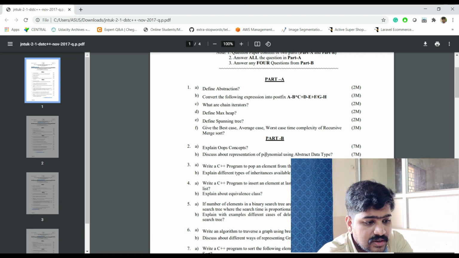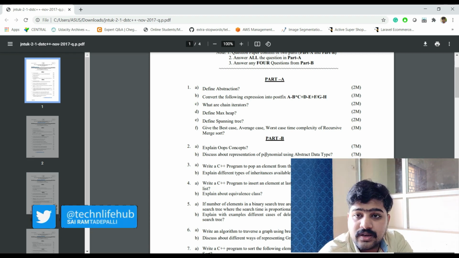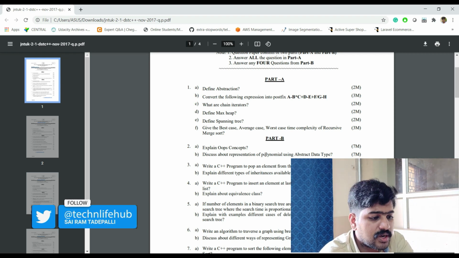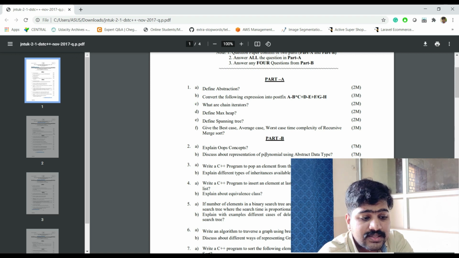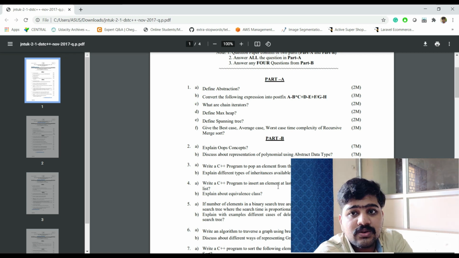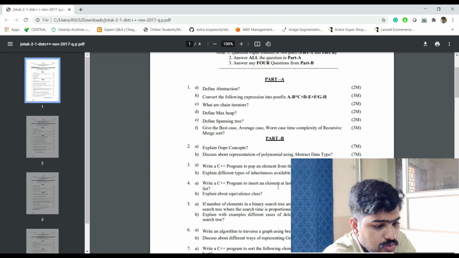They are asking for the pop operation using stacks, and different types of inheritance available in C++. Inheritance we discussed in Python programming also. Then inserting an element at last: write a program to insert an element at the last position into a single linked list. So they are asking for a single linked list implementation. And the next one, equivalence classes. This will be in OOPS.